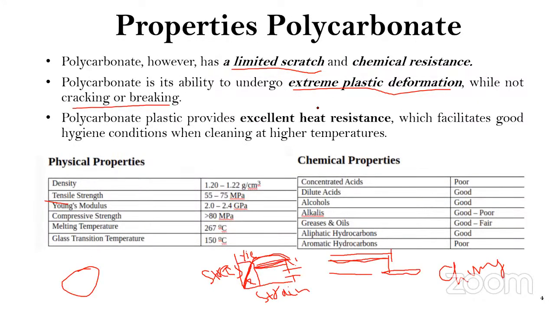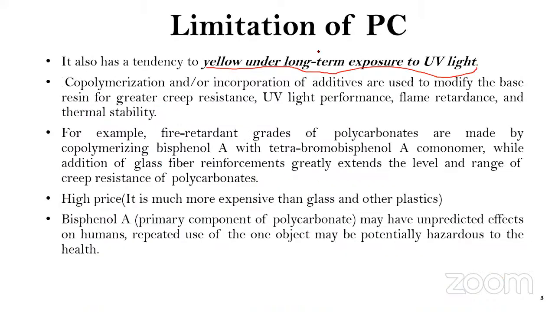Even though they have a very high melting point, up to 267 degrees Celsius, excellent heat resistance, and extreme plastic deformation, still, if you expose them, means if you keep them in the sunlight, because in the sunlight also a few rays of UV come, if you expose them for a very long duration of time, this PC is going to turn yellow in color.